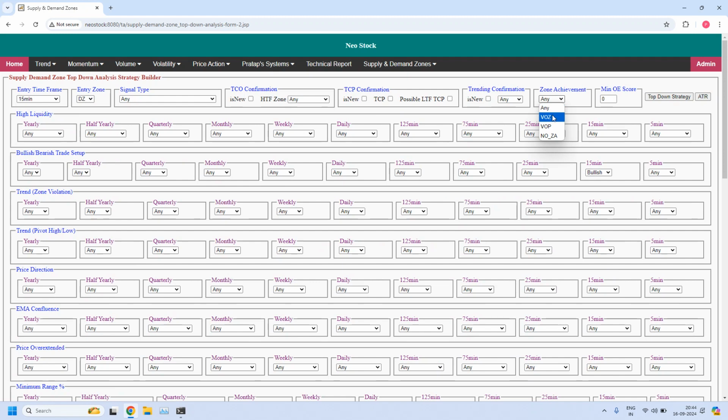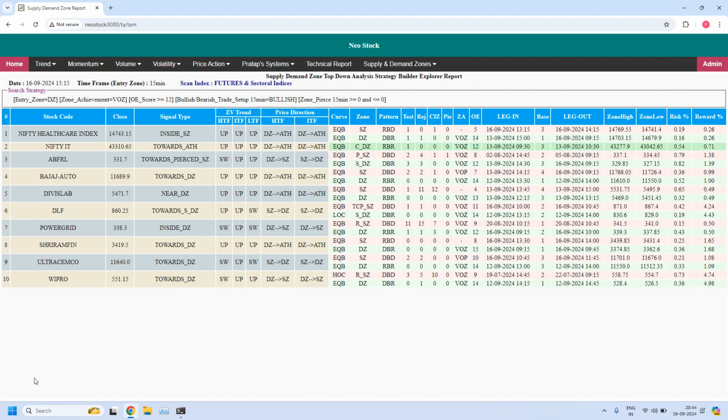Zone achievement should be violated opposing zone, minimum order enhancer score should be 12, and all the three filters are applied to 15 minutes demand zone. Now 10 stocks are filtered. That means these 10 stocks are currently supporting bullish trade setup for daily income trade.